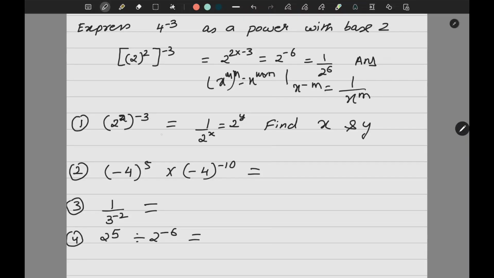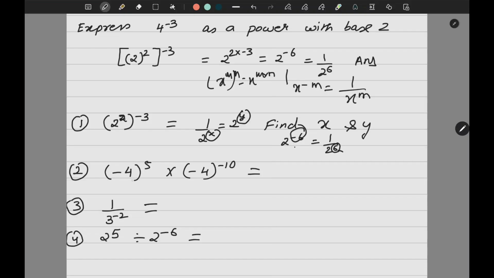Now look at the next question. 2 to the power 2 into minus 3 is equal to 1 upon 2 to the power x. So you need to solve this. When you solve this, it is 2 to the power minus 6, which is equal to 1 upon 2 to the power 6. So x value is 6. And y value is what? Minus 6. So just different ways to write the answer. Now what is the next thing?